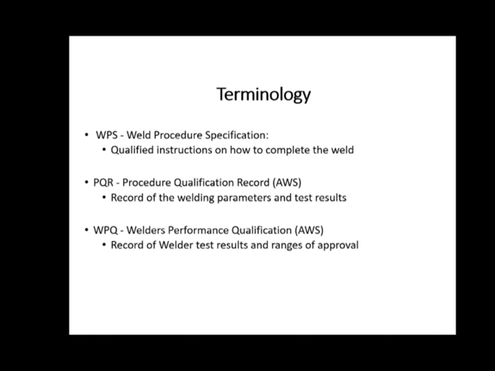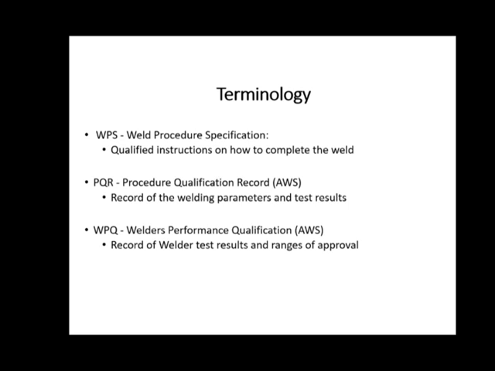WPS is a welding procedure specification. It's qualified instructions on how to complete the weld. It is a recipe card that you give to the welder that tells him how to make the weld. It is how you bake the chocolate chip cookies. How much chocolate chips are required, how much sugar, butter, salt, whatever. How long you cook it for. Those are all things that are written on the WPS. They are the instructions that tell the welder how to complete the weld.